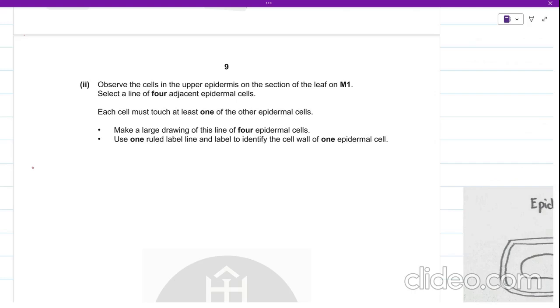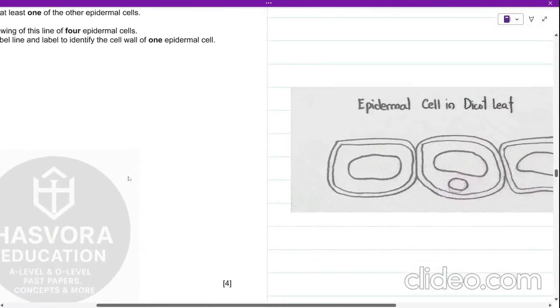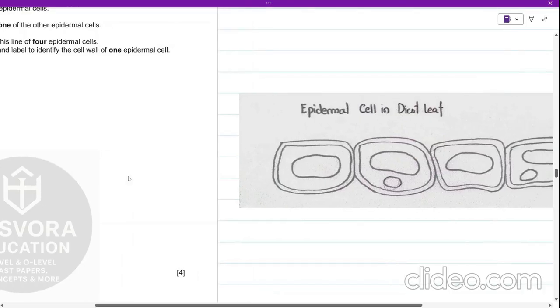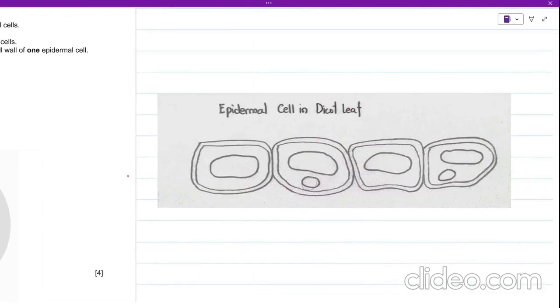Each cell must touch at least one other cell, and make a large drawing of a line of 4 epidermal cells. Use one ruled label line to identify the cell wall of one epidermal cell. So I have drawn these epidermal cells from that slide. We are going to be using our own knowledge to draw the vacuole. The nucleus is visible actually, but even if it is not visible, you are going to be making the nucleus. So this is going to be the cell wall.